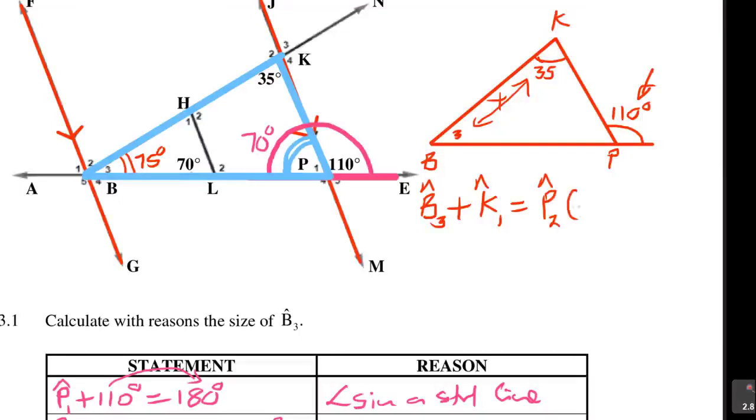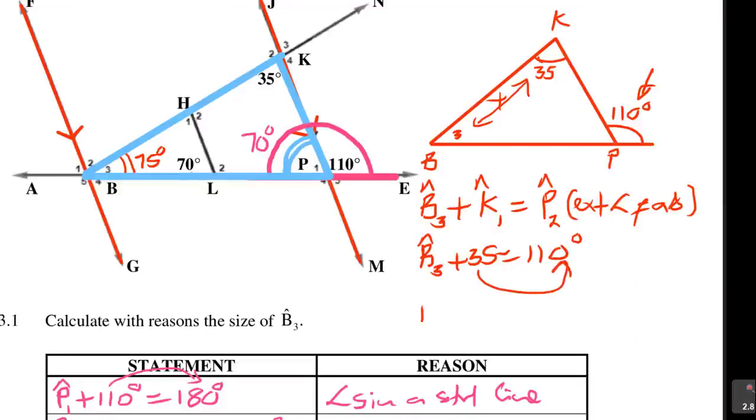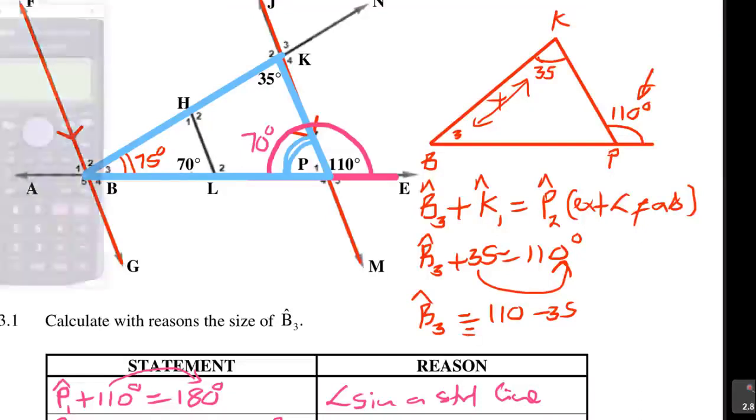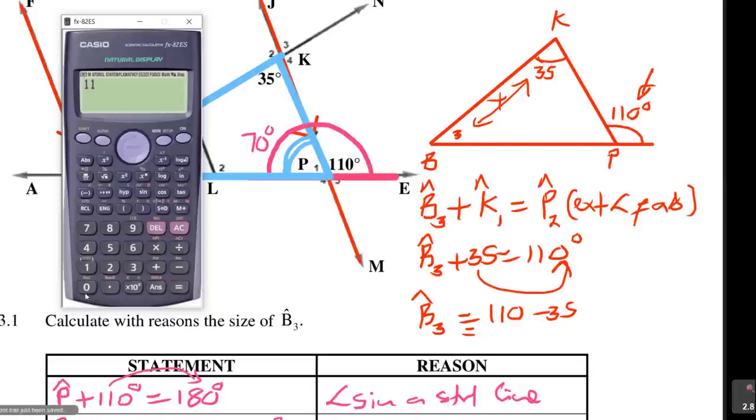And then what's the reason? Exterior angle of a triangle. The exterior angle of a triangle is equal to the sum of the opposite interior angles. Meaning, if I take B3, which I want to find, plus 35, it must give me what? 110. That is the best way you could have done it. Then you take 35 to the other side. And then you've got your B3 is equal to 110 minus 35. What is 110 minus 35? Let's just check that. 110 minus 35. Then you get 75.